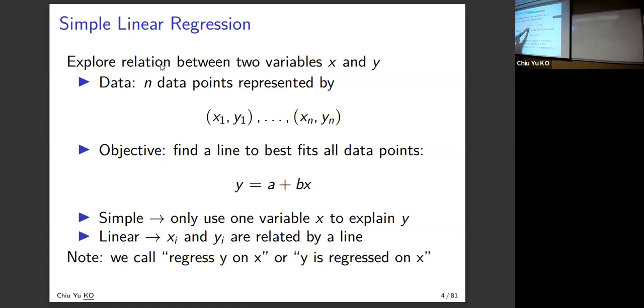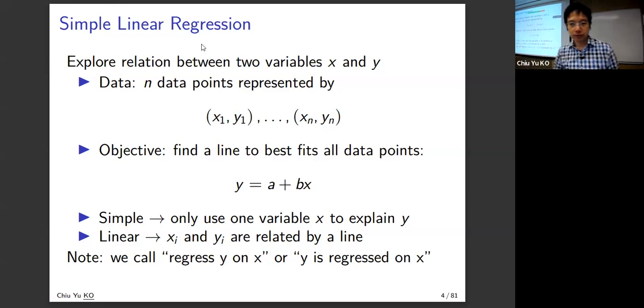The data I have is, for each observation, x and y. The example I have is income and education. So for the first guy, his education is x and his income is y, then the second guy, up to the n-th guy, and so on and so forth. And you can represent this data in a scatter plot.